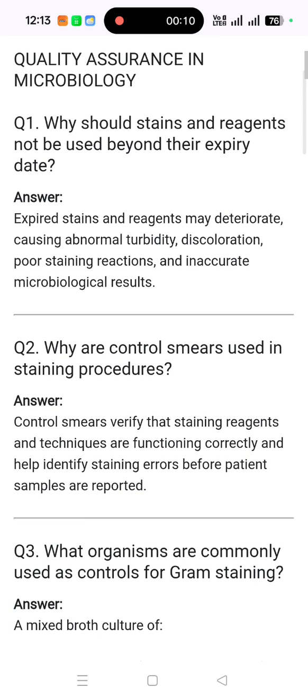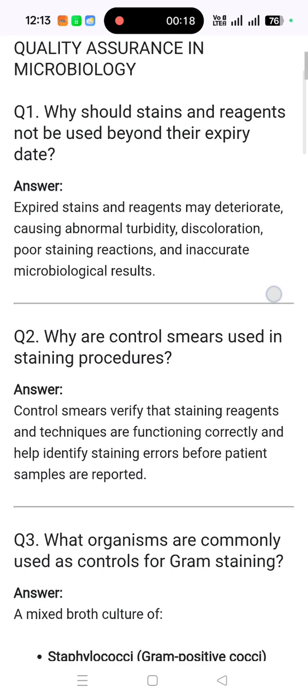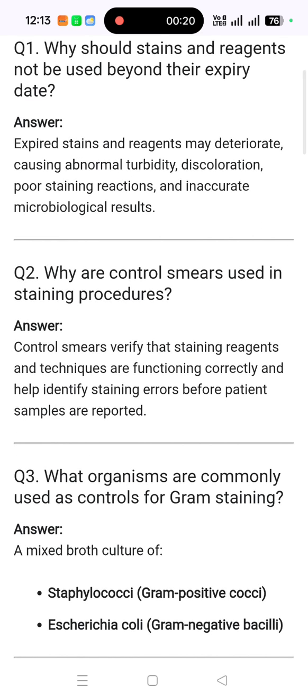Quality assurance in microbiology lab. Why should stains and reagents not be used beyond their expiry date? Answer: expired stains and reagents may deteriorate, causing abnormal turbidity, discoloration, poor staining reactions, and inaccurate microbiological results.